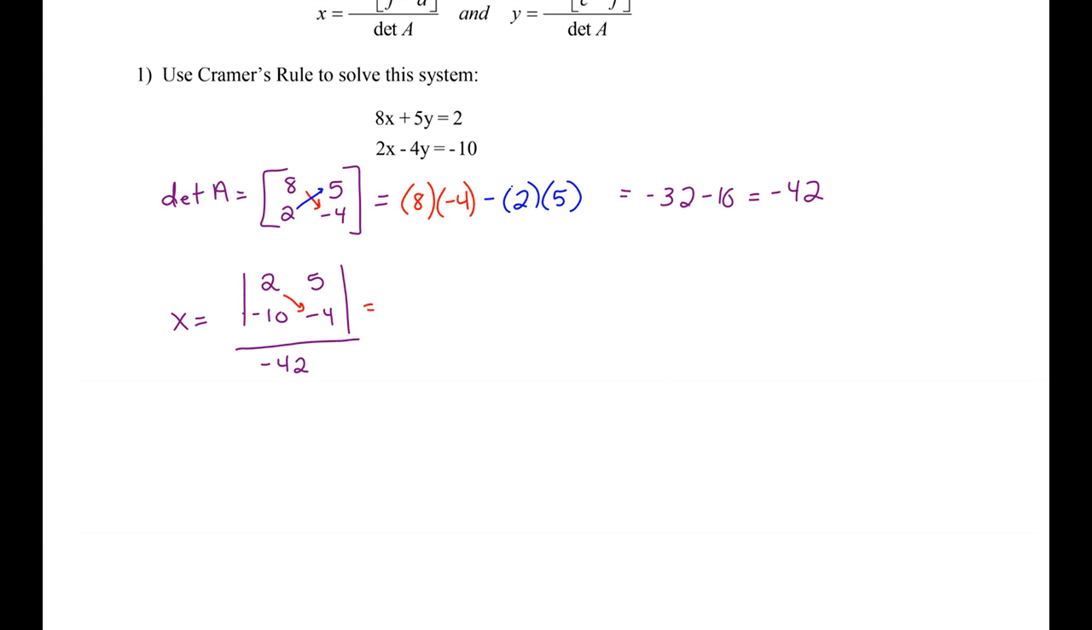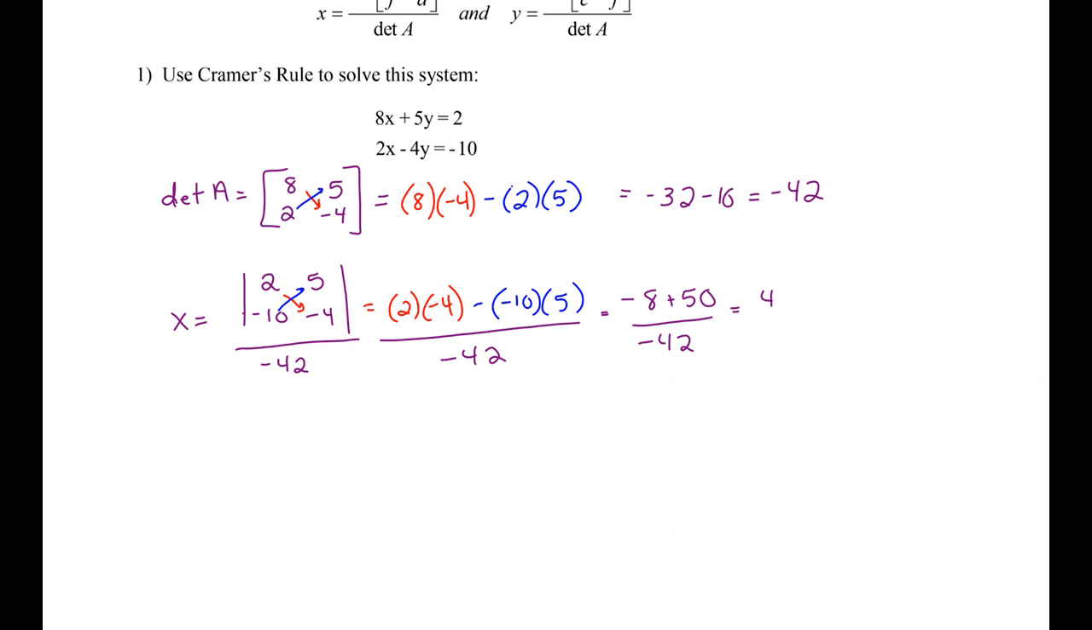So now I need to find the determinant of the numerator. So I have 2 times negative 4, and that's going to be subtracted by negative 10 times 5, and this is all still over negative 42. So I get negative 8 plus 50, which is a positive 42, which gives me an answer of negative 1.